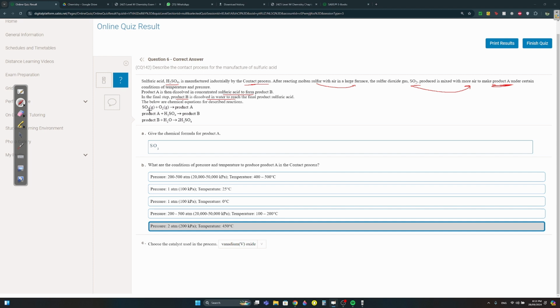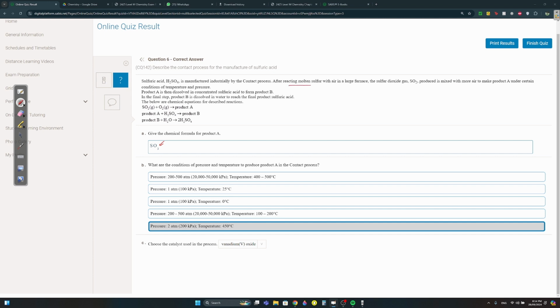These are the equations. First, SO2 plus O2 to get product A. Then we add product A to H2SO4 to get product B. Then we add product B to water to get H2SO4. What's product A? Product A is obviously SO3. This is the whole contact process.